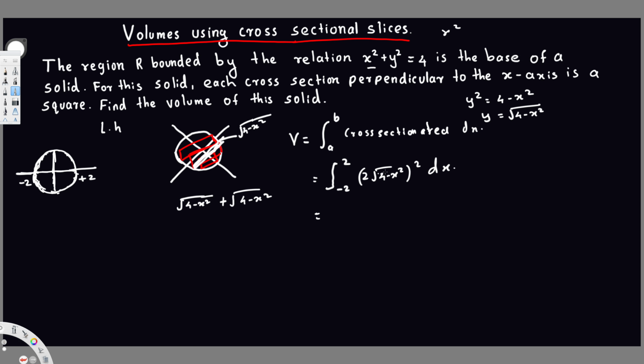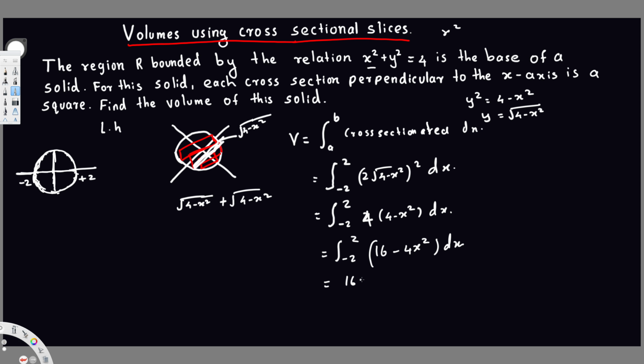Before I do that, let's simplify this first. This is going to be from negative 2 to 2. If I square this, this is going to give us 4 times 4 minus x squared dx. So let's multiply everything and see what we get. Negative 2 to 2, 16 minus 4x squared dx. Now we can do the integration.